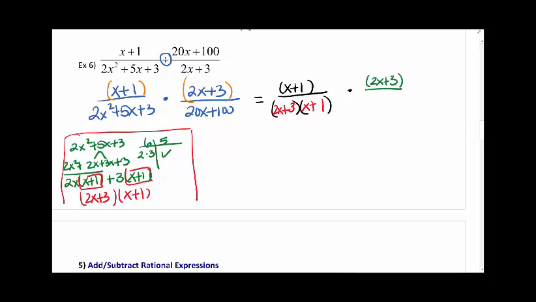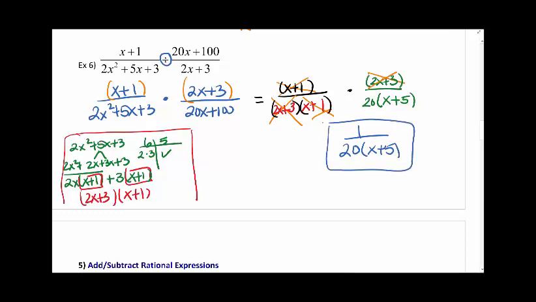So numerator, nothing to factor for that second rational expression. Out of the denominator, I can pull out a 20, and that leaves me with an x plus 5. So again, all I do is pull out my GCF. Now I factor anything that can factor and cancel. So the 2x plus 3's cancel. The x plus 1 cancels. So my answer here should be 1 over 20 times x plus 5. Again, make sure you're bringing across the division bar what's left over.